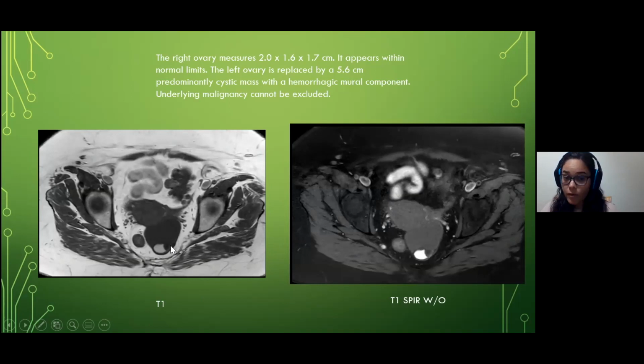But the left ovary, which is here on T1 and then T1 SPAIR without contrast, does have a predominantly cystic mass with hemorrhagic mural component. Underlying malignancy cannot be excluded. So yeah, we can see here that it's kind of bright, because I know hemorrhages on MRI, even on T1, if they are subacute or acute, they can present bright.